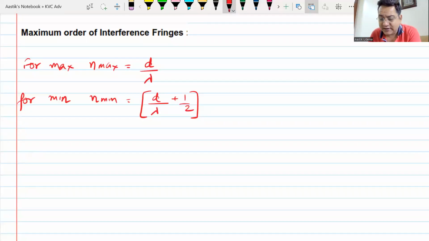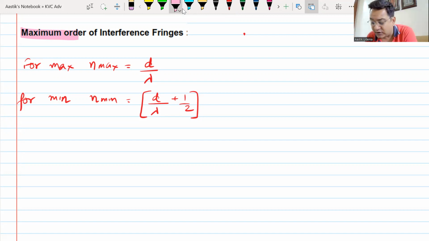The next part and the last part of today's class is maximum order. What do I mean when I say maximum order? You can see that we have taken an approximation that the distance d is very large, and tan theta is equal to sine theta. This tan theta is equal to sine theta is only valid when theta is small. If theta becomes large, then it is not valid. Yes or no? Yes, sir. If theta is large, it is not valid.